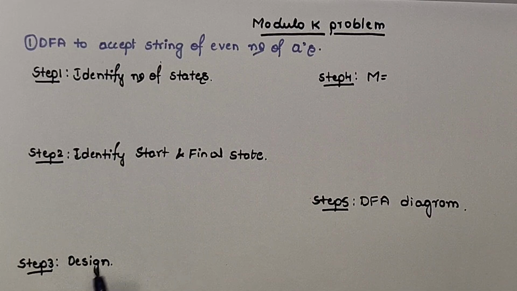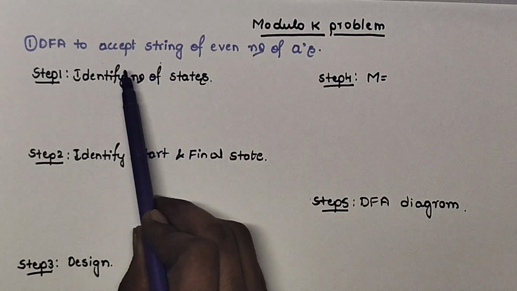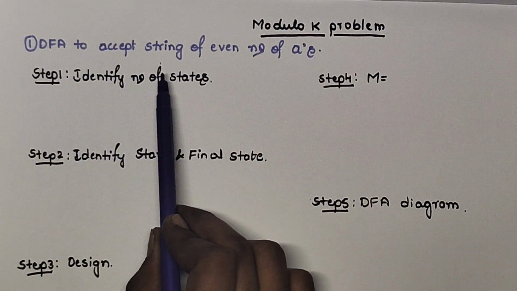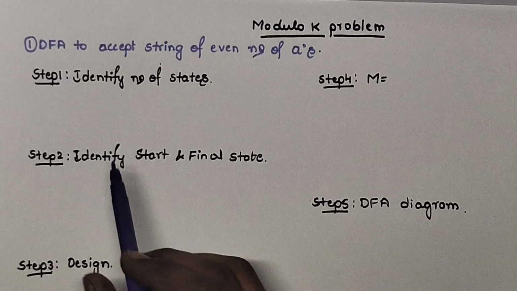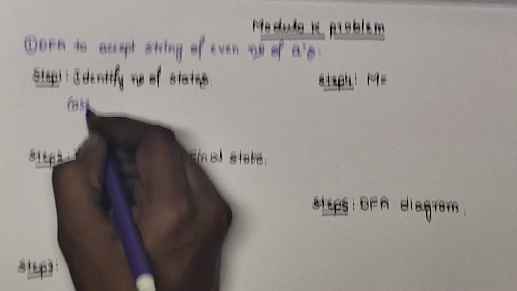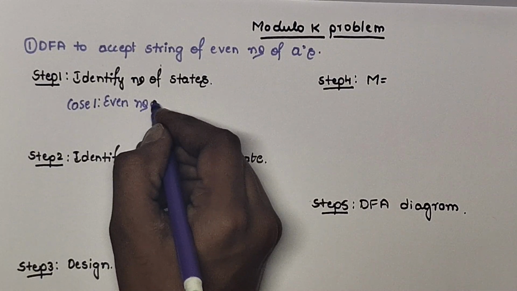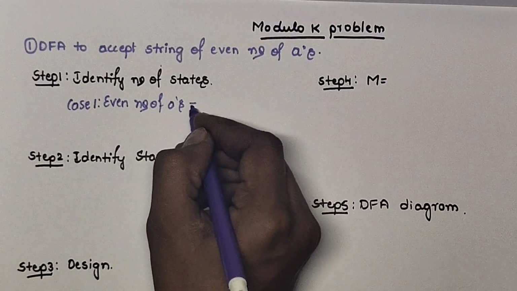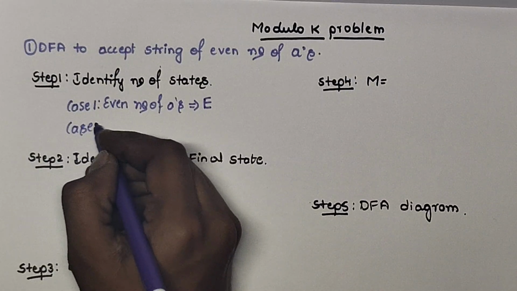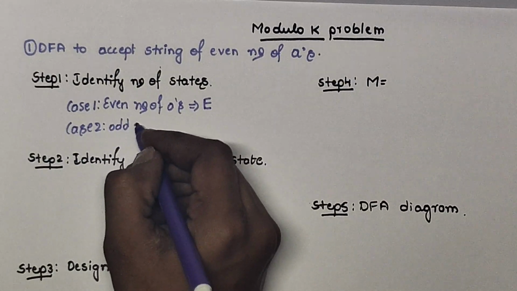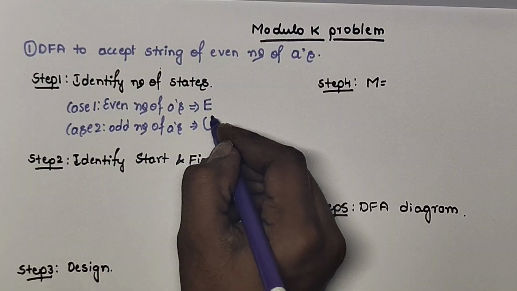The first step is to identify the number of states. Here, since the question is telling us we must draw a DFA that accepts the string of even number of A's, its complementary will be odd number of A's. So we will be taking two cases. In case number 1, it will be even number of A's, so I will represent it using capital letter E. Now the second case is odd number of A's, so let's represent it using capital letter O.